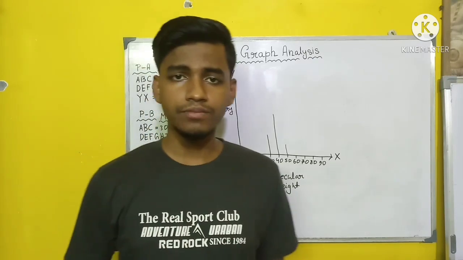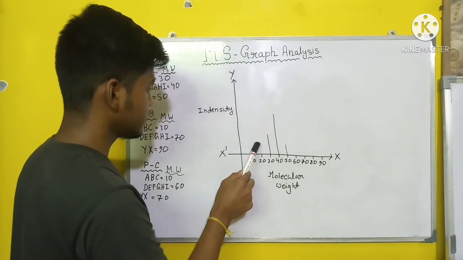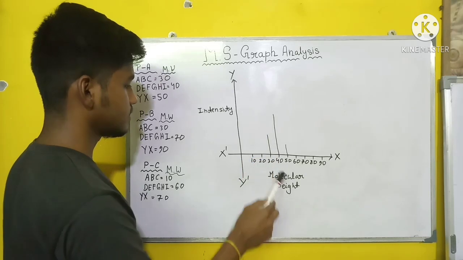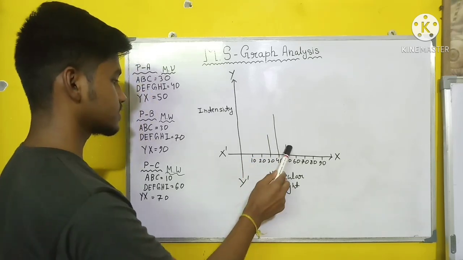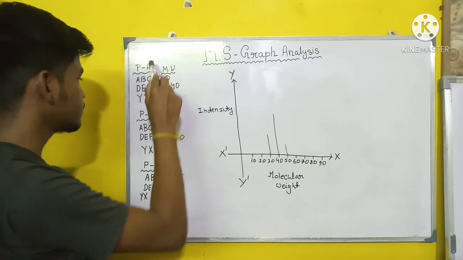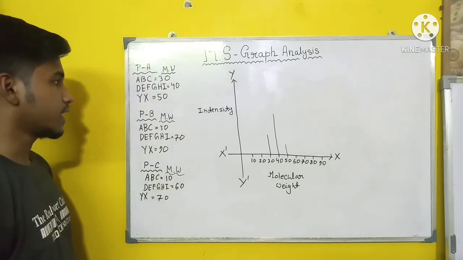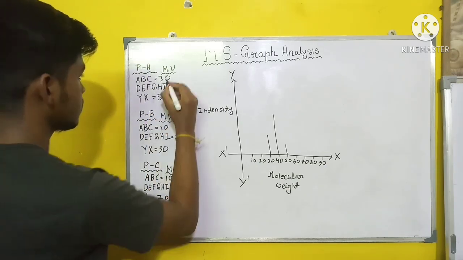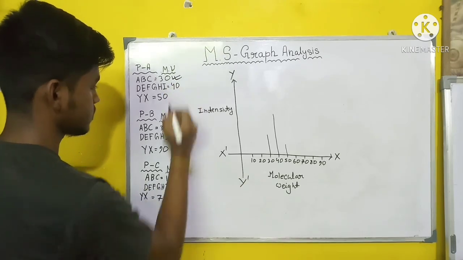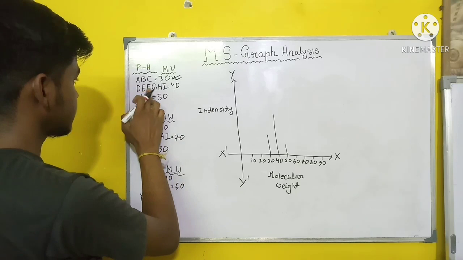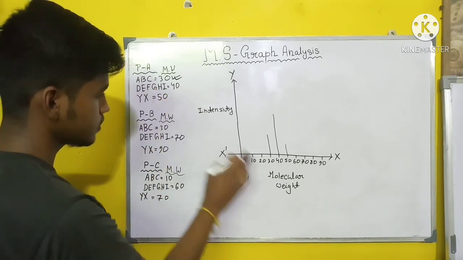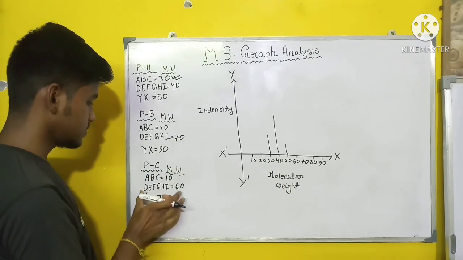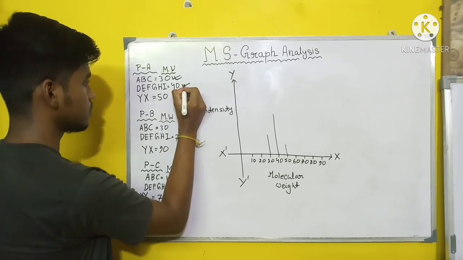Now we have to look at the molecular weight, guys. This ABC fragment is placed on 30 molecular weight. DEF GHI is present on 40 molecular weight, and the YX is present on 50 molecular weight. If we look at these three molecular weight fragments of the unknown protein sample, we can see that ABC is present on 30 molecular weight. One condition matches. And DEF GHI is also present on 40 molecular weight. Here DEF GHI is present on 70, and here on 60. So this condition also matches.